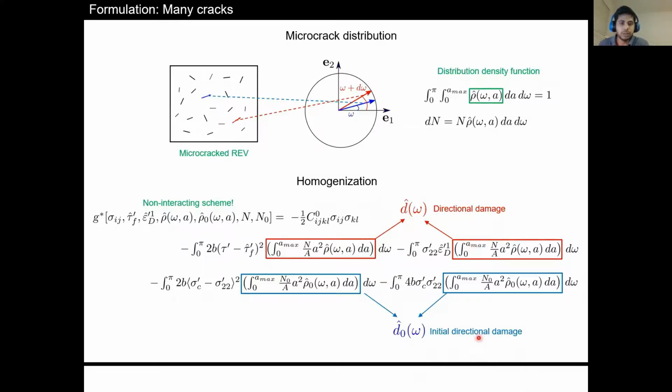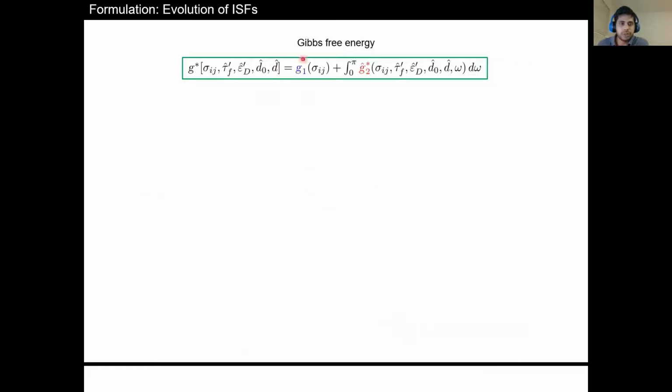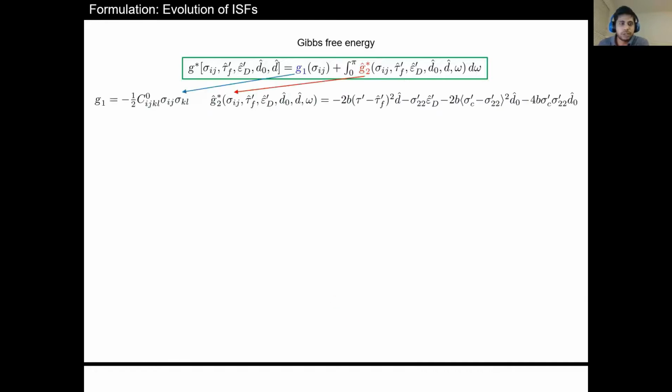Using this definition of directional damage, the Gibbs free energy of the multi-crack system can be written in a more compact form, where G1 is the contribution from the uncracked REV, and G2 represents the contribution of microcracks in the direction omega, so that integrating it over 0 to pi gives the contribution from all the microcracks in the REV. It should be noted, however, that the Gibbs free energy G is not a function but a functional, since it is a function of functions: tau f, epsilon d, and the directional damage are defined for directions omega ranging from 0 to pi.